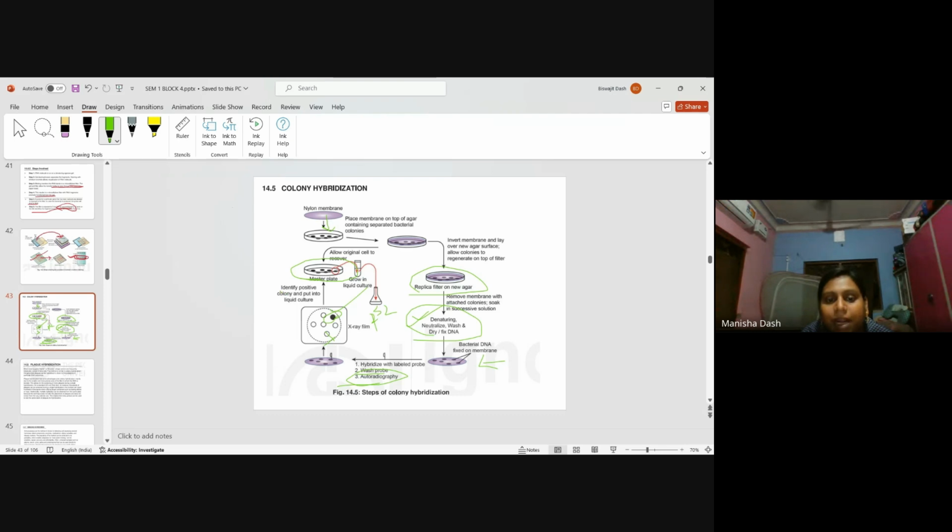So you have to identify the positive colony and you can put it in the liquid culture medium for further propagation. Here you will take it and put it in the liquid culture medium, where this colony will keep on replicating and your gene of interest will be multiplied, let's say 1,000 fold.